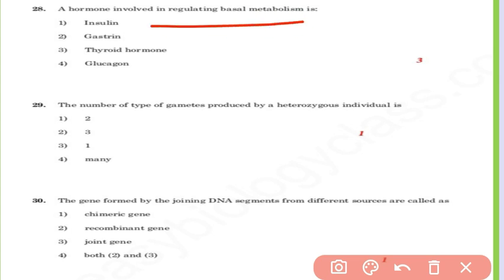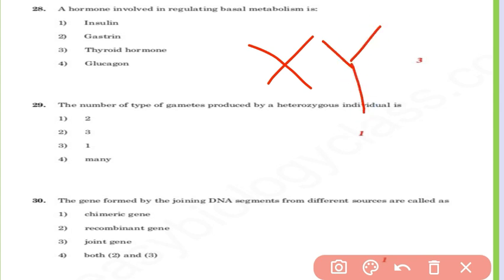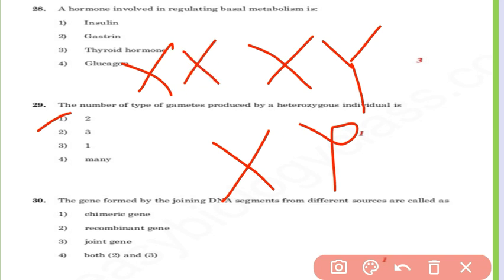Then next question, the number of types of gametes produced by heterogamous individuals is. Heterogamous individual means a human being or males. They produce two types of gamete, X and Y. So option first is the answer, heterogamous. If the question is homogamous, then homogamous produces only one type of gamete, for example females produce X gamete only. So answer for this question is option first.